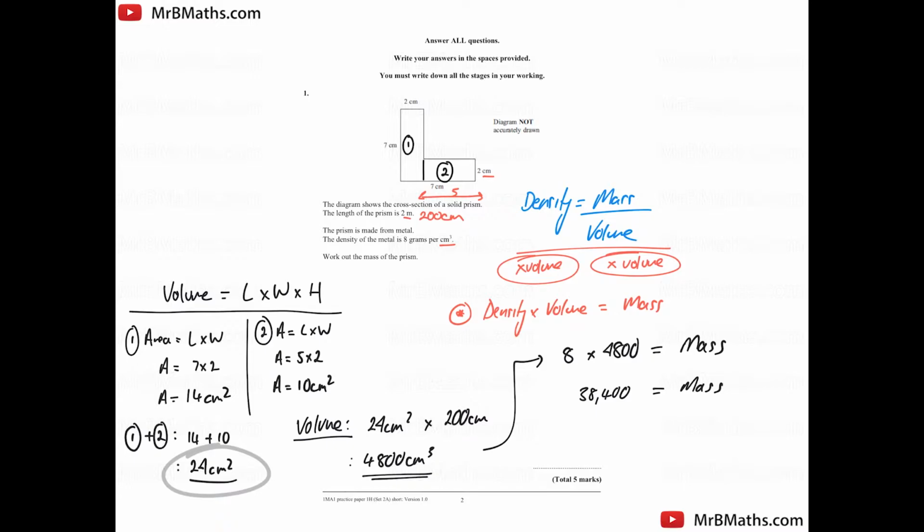And if we're looking at the units, what would it be in? Well, we've got centimeter cubed here, and this is grams per centimeter cubed. So this would be 38,400 grams. Which we can leave it as that, or 38.4 kilograms.